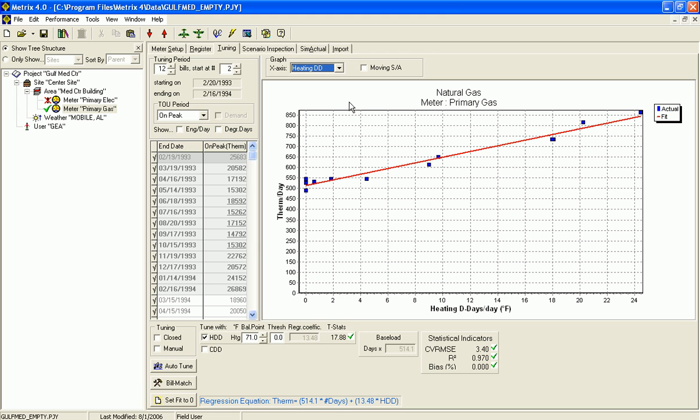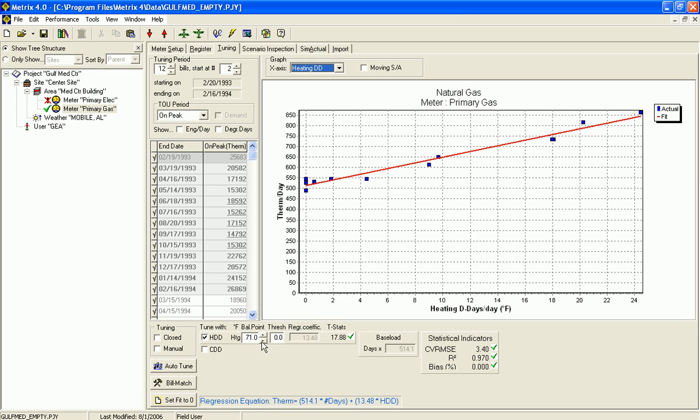We can see that along with the bill data points on our graph, there is also a fit line, which was generated from the regression equation, which is shown at the bottom of the Tuning tab. Now let's change the regression equation by changing the balance point to 67 degrees, and this is the value that we estimated by looking at the usage versus temperature graph.